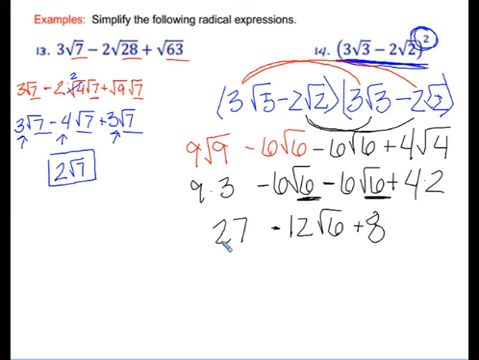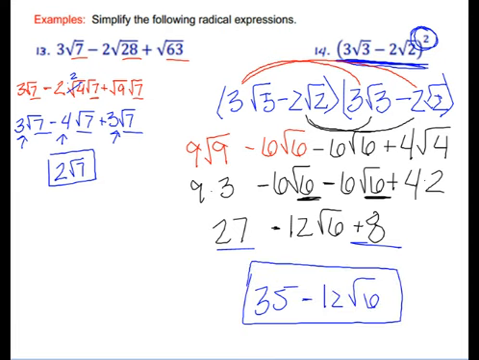And last but not least, we can combine some other like terms. These are coefficients, those are numbers. So 27 plus 8 gives me 35, and then I have my minus 12 square root of 6. Alright, so there's our final answer for number 14.